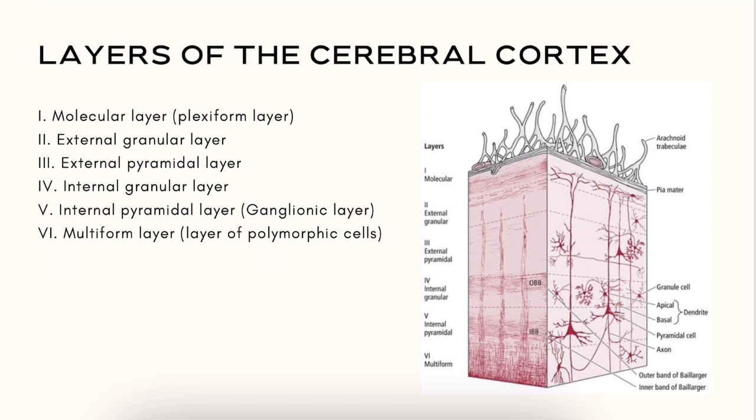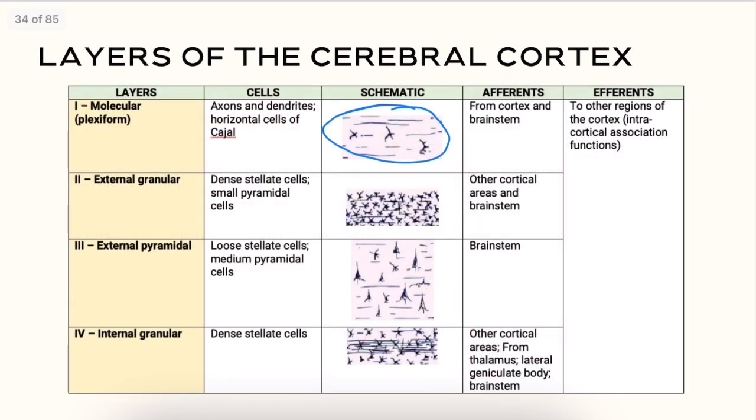Let's now talk about the layers of the cerebral cortex. In general, we have 6 layers. We have first the molecular layer or the plexiform layer. Next, we have the external granular layer, and then our external pyramidal layer, and then our internal granular, and then our internal pyramidal layer or ganglionic layer, and then our multiform layer, which is a layer of polymorphic cells. I've summarized everything in a table form for the layers of the cerebral cortex so that we would have an easier time understanding them.